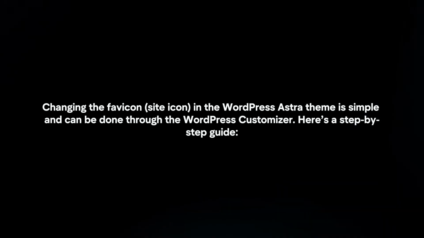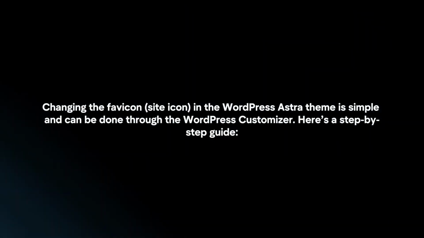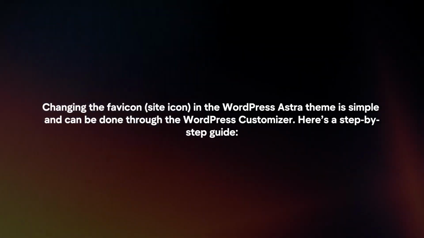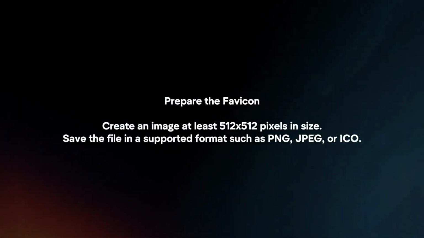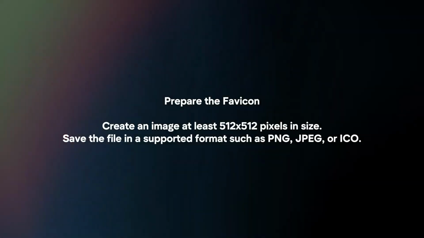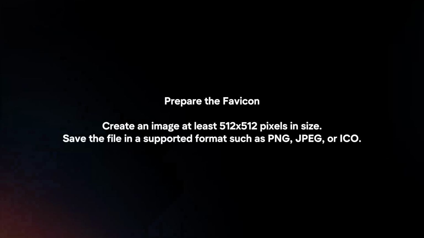Changing the favicon in the WordPress Astra theme is simple and can be done through the WordPress customizer. Here's a step-by-step guide. Prepare the favicon. Create an image at least 512 x 512 pixels in size. Save the file in a supported format such as PNG, JPEG or ICO.